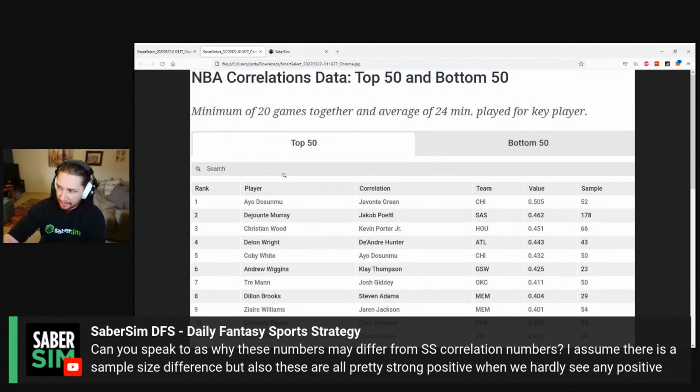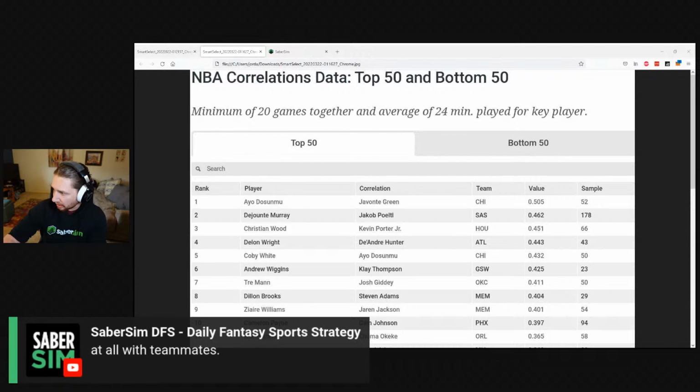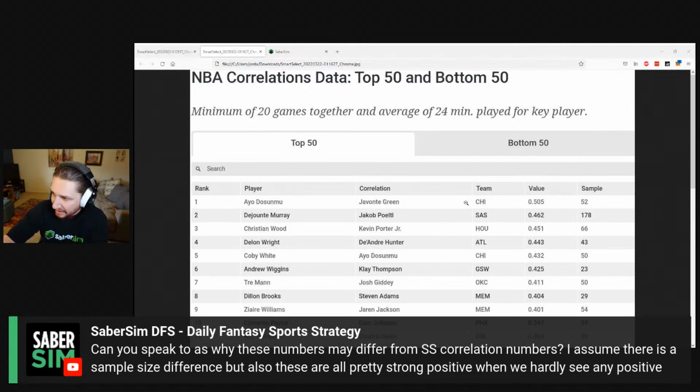I assume there's a sample size difference, but also these are all pretty strong positives when we hardly see any positives at all with teammates. And yeah, I think there are some pretty big issues with this data set, actually. And I wanted to talk about it because I think it's interesting. A good opportunity to talk about what to be careful of when you're looking into these kinds of things. And Reed points out here and makes a pretty strong case that there is a sample size issue here.